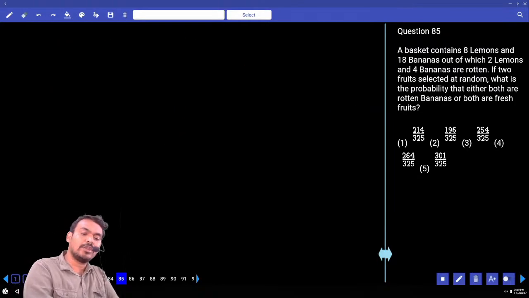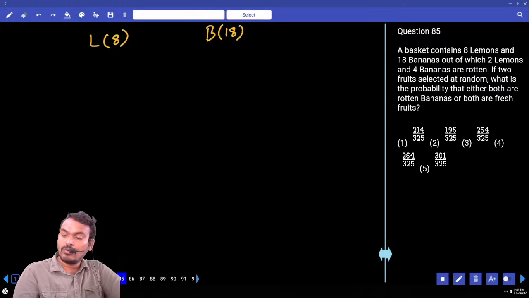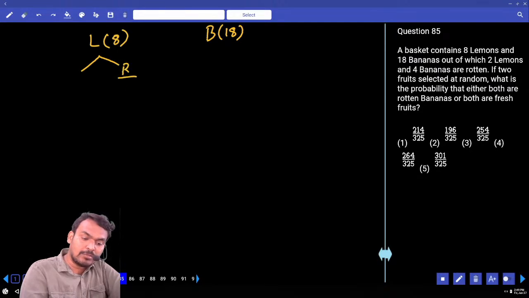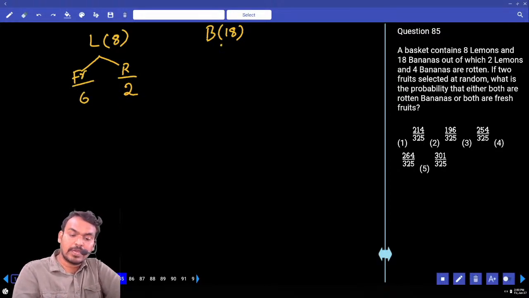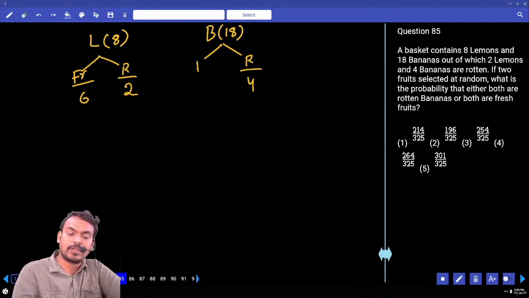First, how many lemons are there in total? 8. How many bananas? 18. Out of the 8 lemons, how many are rotten? 2 lemons. If 2 lemons are rotten, the remaining 6 are fresh. Next, out of the 18 bananas, how many are rotten? 4. If 4 are rotten, then 14 are fresh.